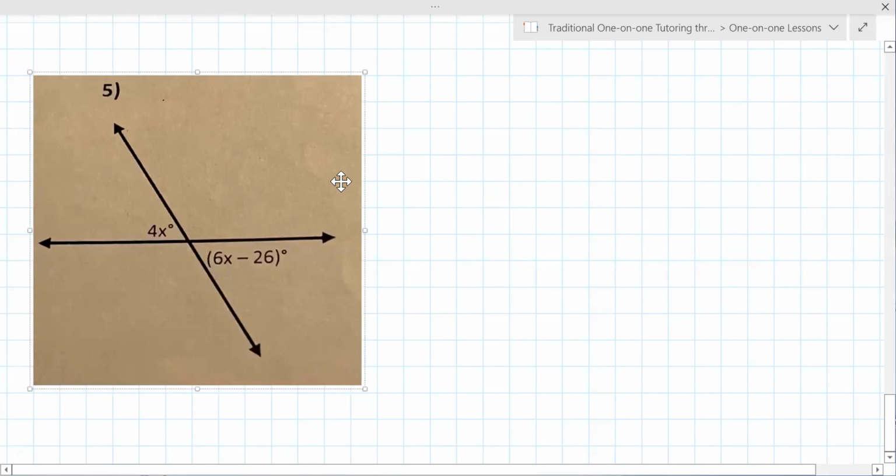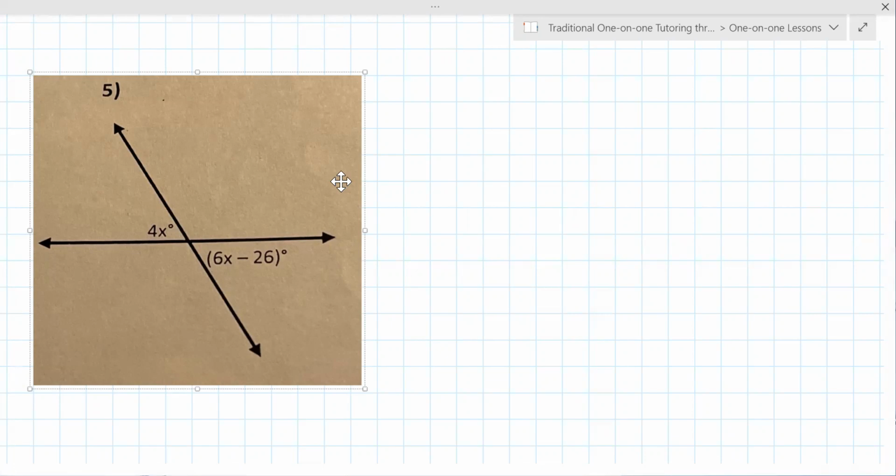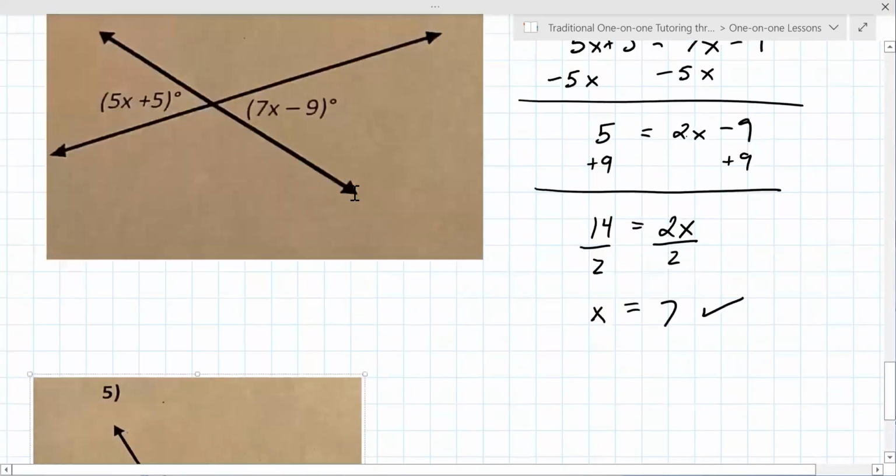What do you know about vertical angles? Vertical angles, they intersect. Well, the two lines intersect. But what do you know about vertical angles? Let's go back up to the previous problem.